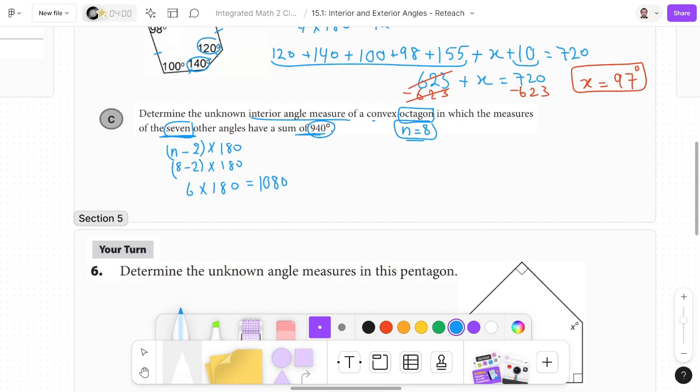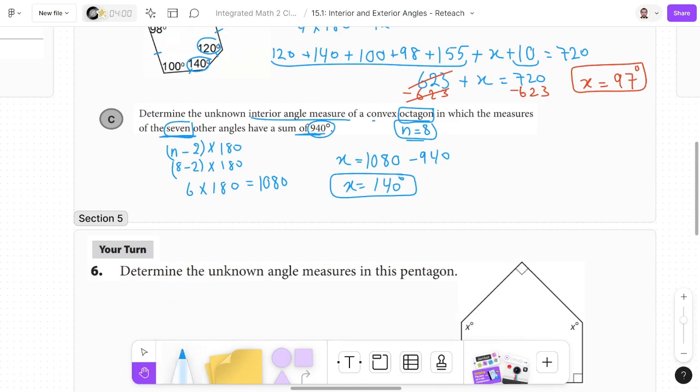So what should I do? I can just subtract them. To find x, it's 1080 minus 940. Subtract these two together, and you will get 140. So this is x. Okay, I hope you understand this.